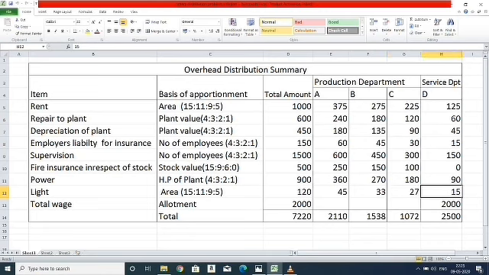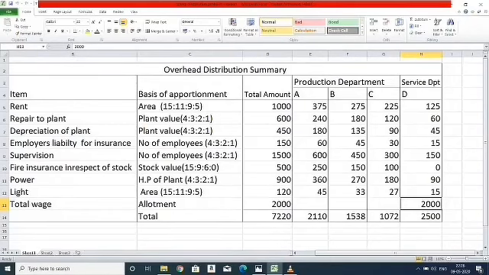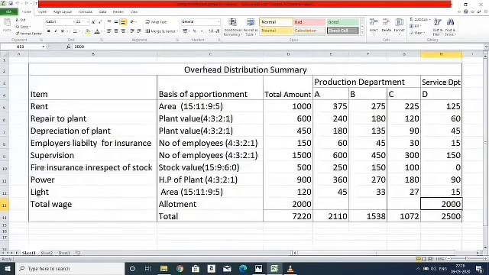Then we have to take our direct wages. We have to take the total wage of our service department in the service department column. The reason is this: after this primary distribution we have to do secondary distribution. At the time of secondary distribution we have to distribute the total expenses, including this direct wage of service department, among different production departments. So we consider the total wage of our service department as an overhead item.